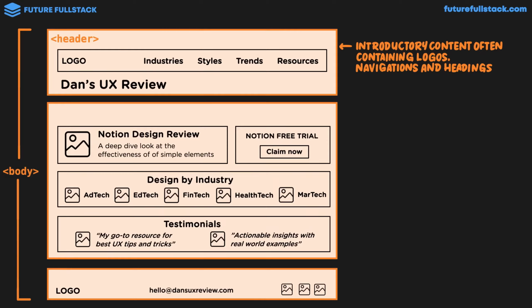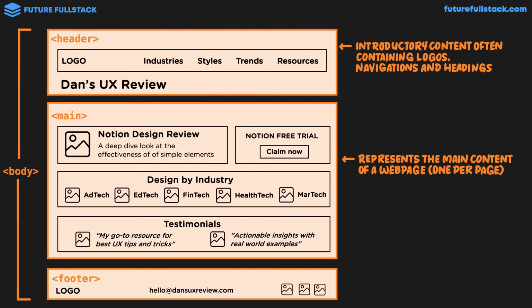In the middle, we have our main content section, and we can use the semantic element called main. The main element represents the main content of a web page, and we can only use one per page. At the bottom, we have the footer, which is also a semantic element. Footers contain contact details, related links, and copyright information. Now, you can use divs for these 3 sections, but using the semantic elements is a much better approach because they better describe the content they contain.